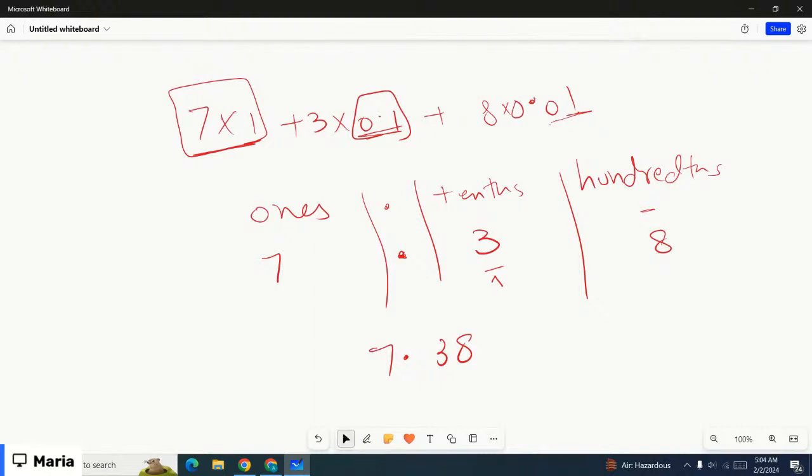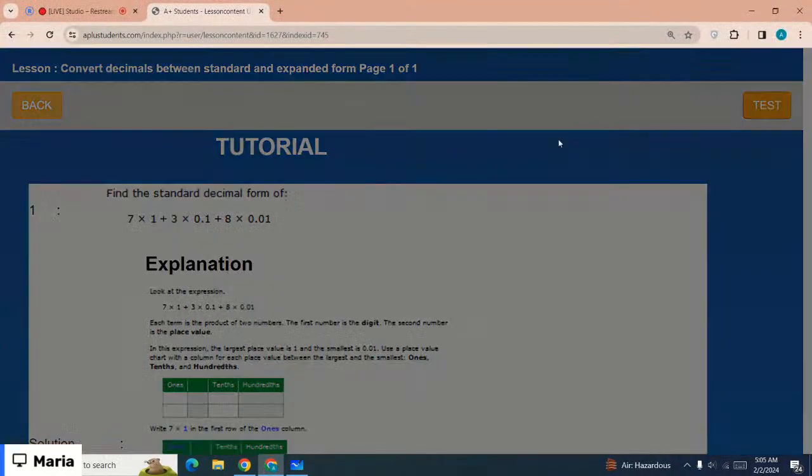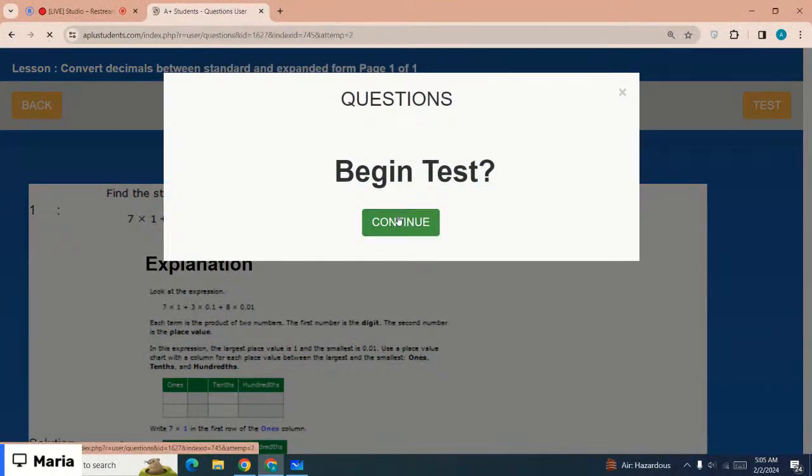Got it? So that is the digit you have to place over this place value. Got it? If you have any question, please ask, I'll explain. Okay, let's start with the test questions, and that would be easier.